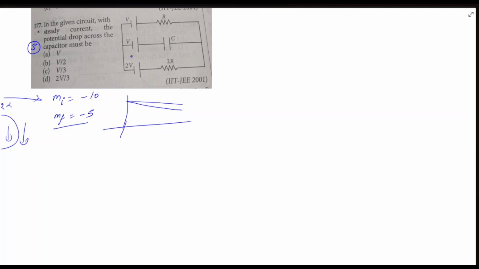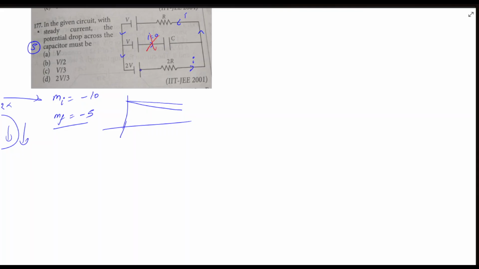So look, what will be happening is that in this wire current will be 0. So the current will be flowing in this wire. So let's say the current is flowing like this, right? In this wire there will be no current, right? So let me cross that. So let's use Kirchhoff's law here.